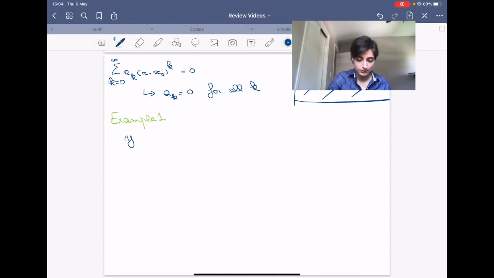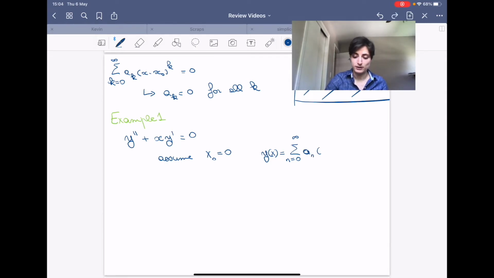So let's say that we have y second plus x y prime equal to 0. The first step is the assumption that we take an x0, whatever we want. Usually we take x0 equal to 0 because that makes our job a bit easier. So I'm going to take x0 equal to 0, and I'm going to assume that y(x) can be written as a sum of a_n (x minus x0), so x minus 0, we can just write x, to the power n. If this is the case, then we can write y prime and y second.